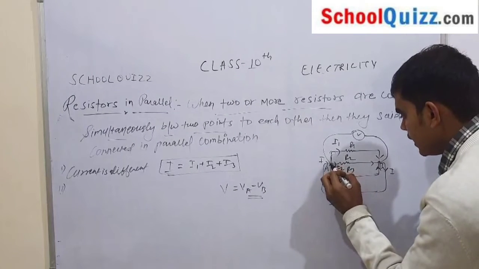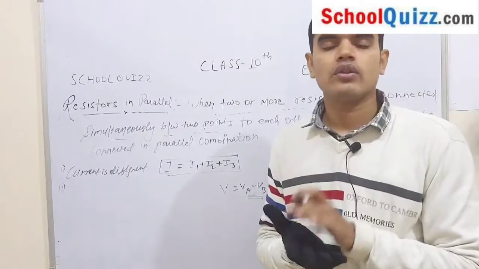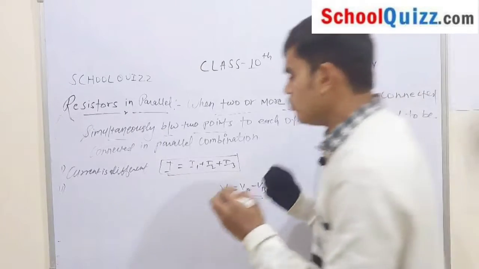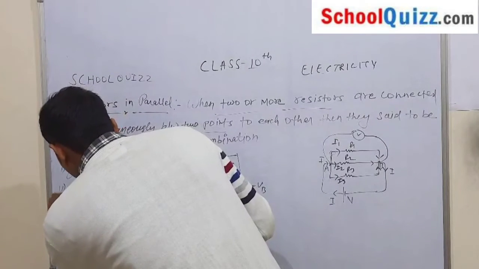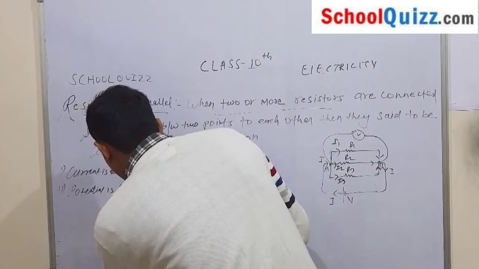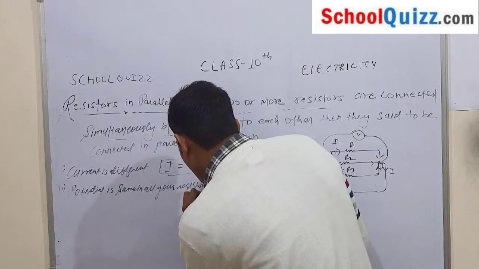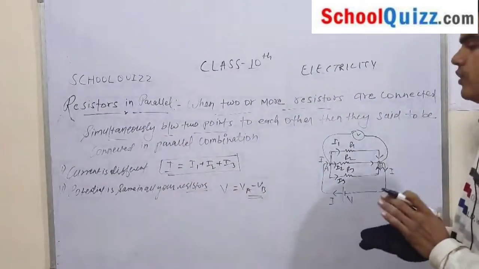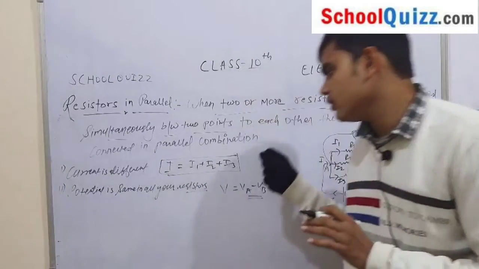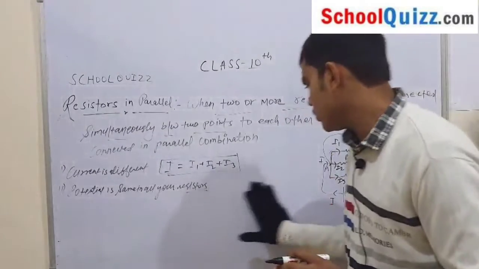Now between points A and B, R1, R2, R3 are all connected. So we conclude that the potential in R1, R2 and R3 is the same. What is your first point? The current is different. And what is your second point? The potential is the same in all your resistors. Now we are going to apply Ohm's law, and this is how we complete the topic.